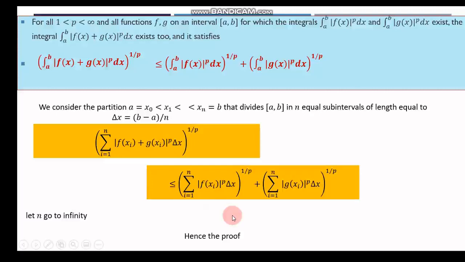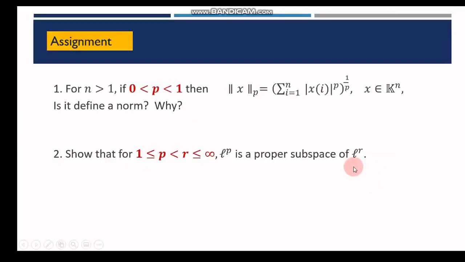So this is a very easy proof for the integral. We are using Minkowski for the discrete case to prove this. Okay, now let us try these two exercises.